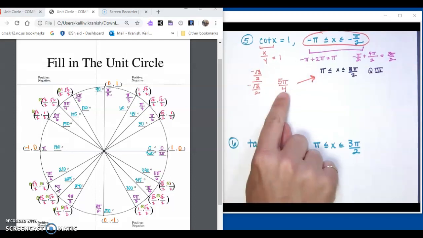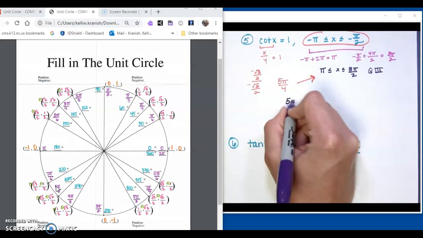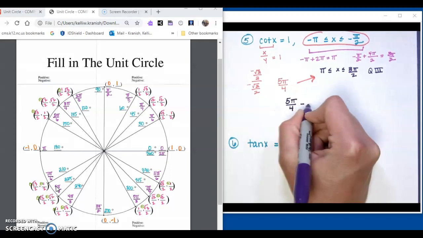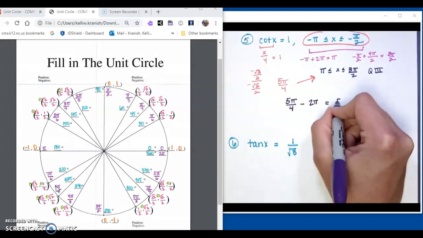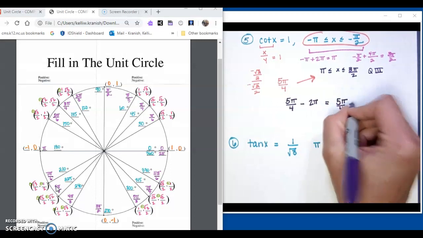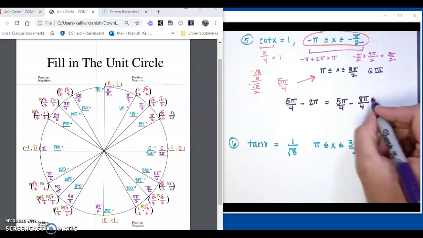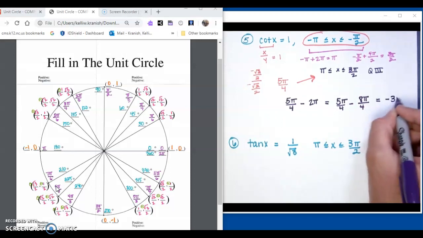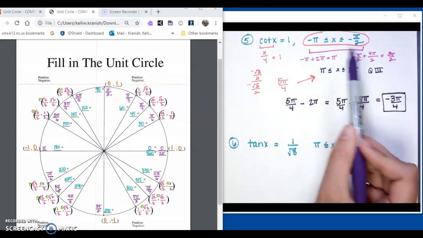So if we want to make this be a negative coterminal angle, we're going to subtract 2 pi from this to make the coterminal angle. So we need to make them have the same denominators. So if we want to have the same denominator, this would be 8 pi over 4. So negative 3 pi over 4 is going to be our radian measure that would be between the original interval that they gave us there.